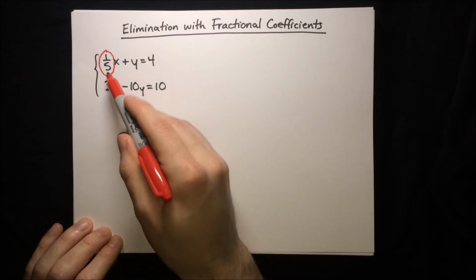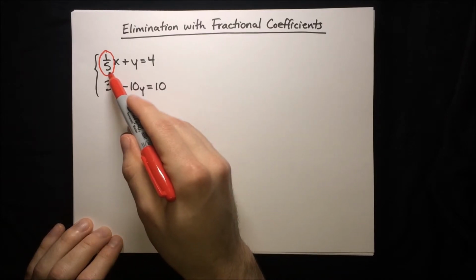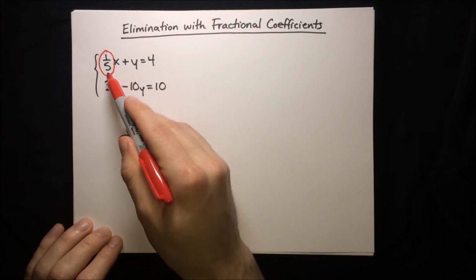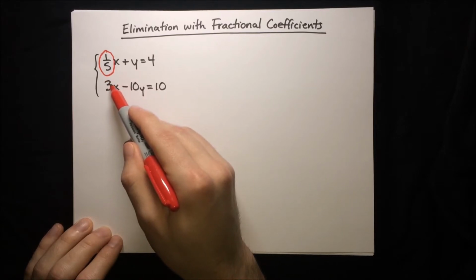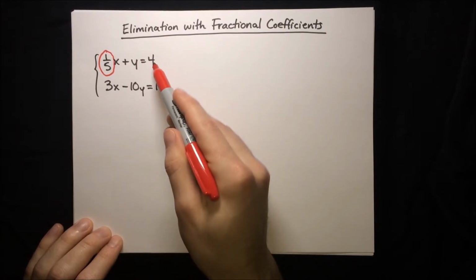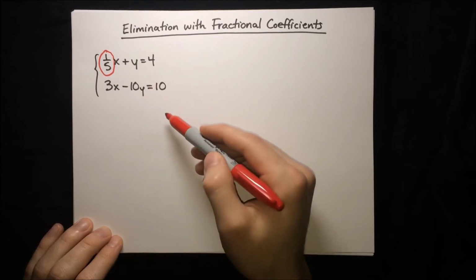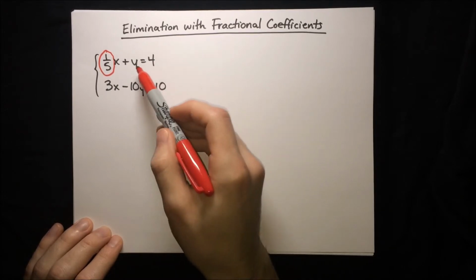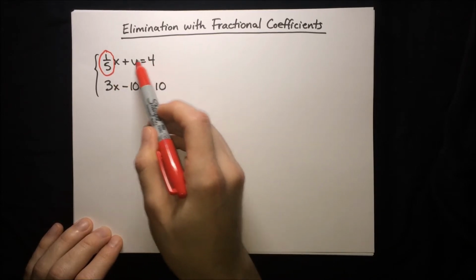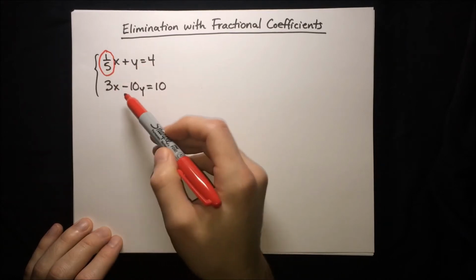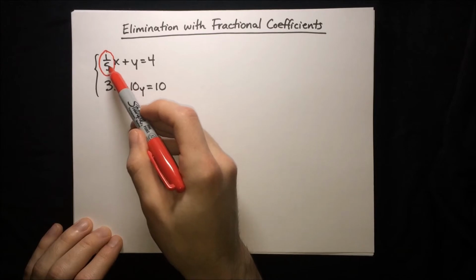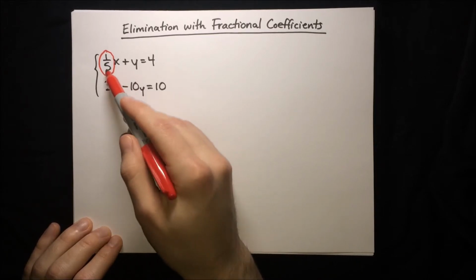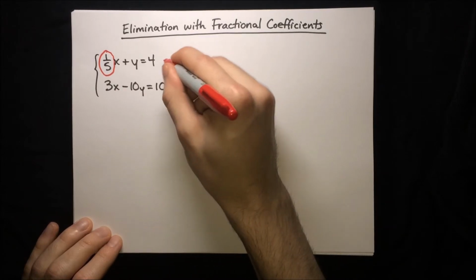So how can we get rid of this 1/5? Well, we can get rid of fractions by multiplying them by things. And in elimination, we're allowed to multiply equations by numbers. So what number can we choose to multiply this equation by that'll cancel out that 1/5? Well, any number that's divisible by 5 will cancel out this 1/5. So let's choose the smallest number that's divisible by 5, just the denominator here, 5.